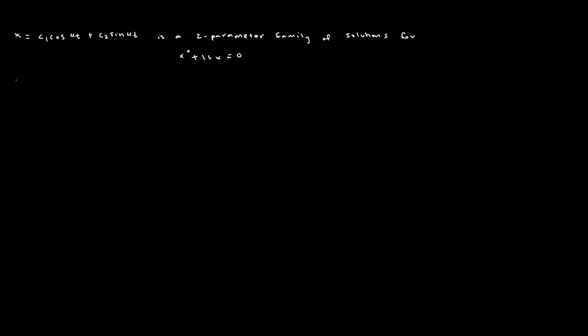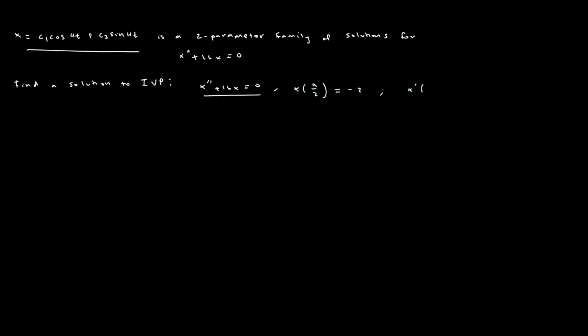Find a solution to the IVP where, again, we're given this diffie q, and so that's why we were given the explicit solution for it, or the two-parameter family, and then we're given two initial values. So x of pi over 2 is equal to -2, and then x prime of pi over 2 is equal to 1. And so again, this just becomes a problem of solving for these variables.